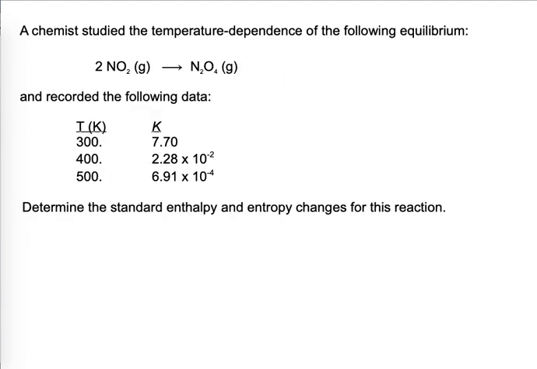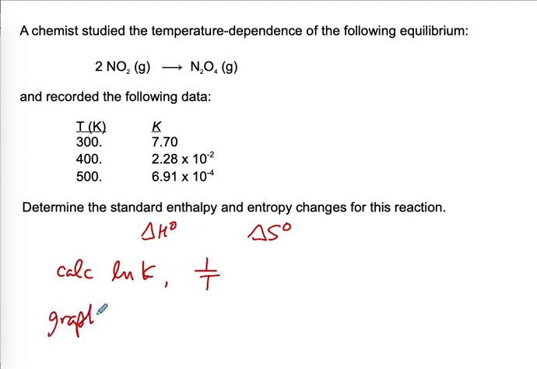Okay? So a chemist studied the temperature dependence of this experiment. We see that as the temperature increases, the equilibrium constant decreases. So we're going to determine delta H naught and delta S naught using this reaction. What we're going to do is calculate the natural log of K and the reciprocal of temperature, and then graph the natural log of the equilibrium constant versus reciprocal temperature to create our Van't Hoff plot.